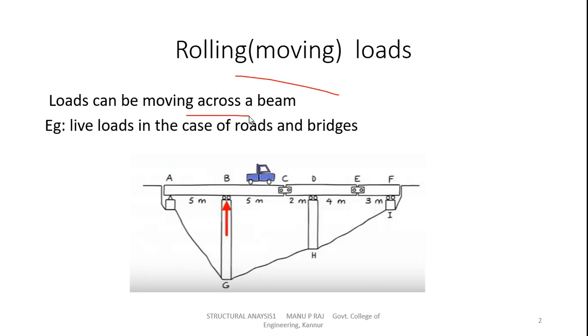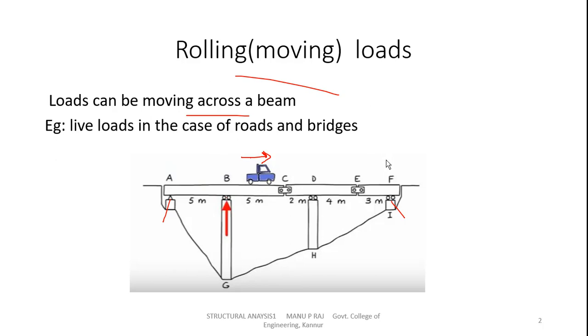For example, consider this bridge A, B, C, D, E, F. This bridge is supported on A and F. There are two pillars or columns, BG and DH. And consider one vehicle is moving from the left side to the right side across this bridge. In this condition, this live load is moving from A to F.